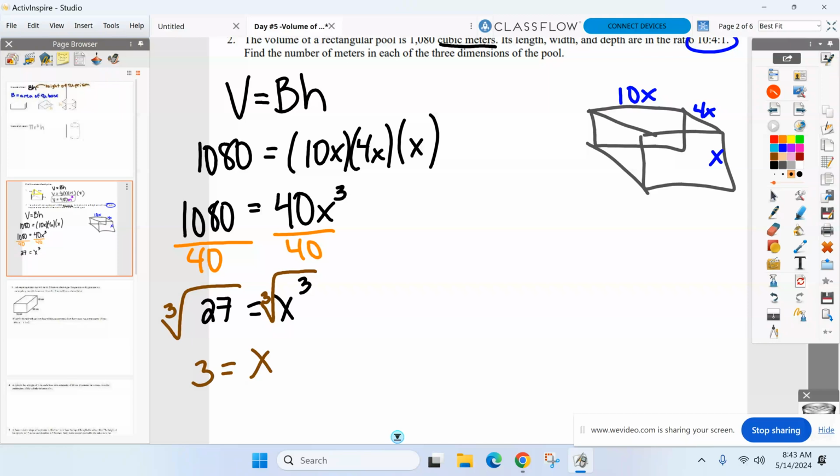Didn't answer the question, though. What are the dimensions of my pool? So take your 3 and plug it back in. That's why we have 10x, 4x, and x. So 3 times 10 is 30, 3 times 4 is 12, and just x, 3. What type of units go here? Should I cube these? Nope. This is just length, width, height, so it just gets meters. Not squared, not cubed, just meters.